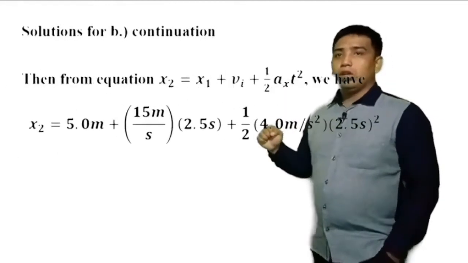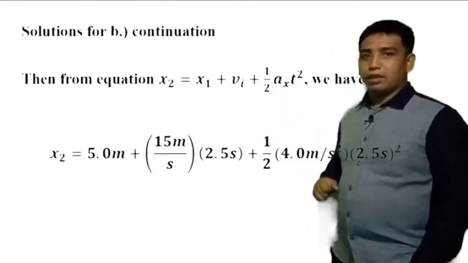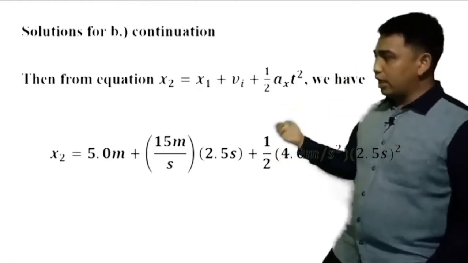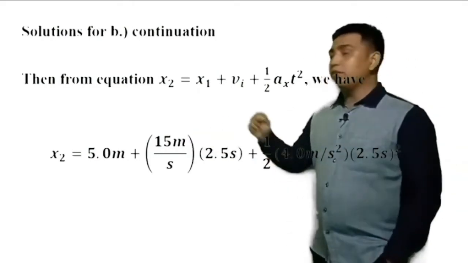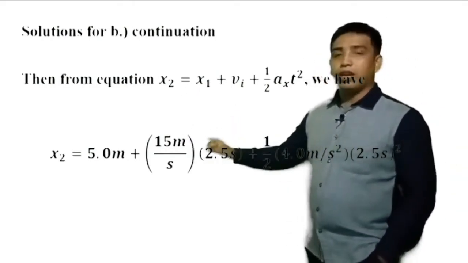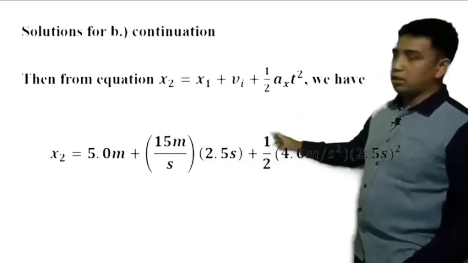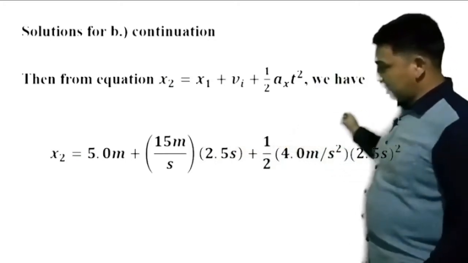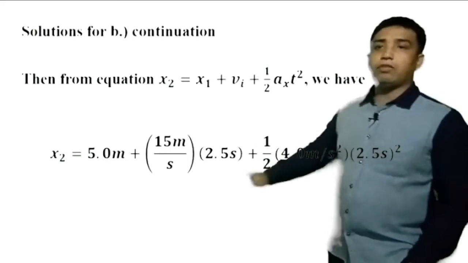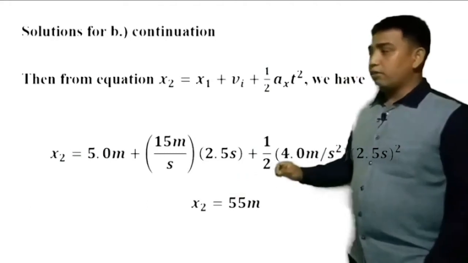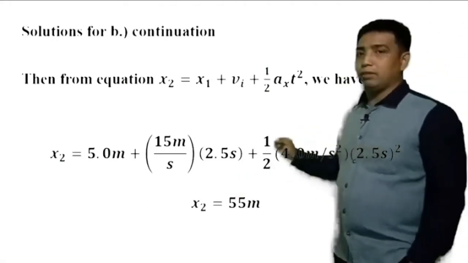Now that we know the time, we just have to plug it into the formula which we have used earlier, which is x2 is equivalent to x1 plus vi times time plus 1/2 at squared. Alright, so by plugging in the values, we have x2 is equivalent to 5 meters for x1, and then vi is 15 meters per second, and then time is 2.5 seconds, and then acceleration is 4.0 meters per second squared. Following this formula, we will get 55 meters. So 55 meters is the distance from the origin after 2.5 seconds.